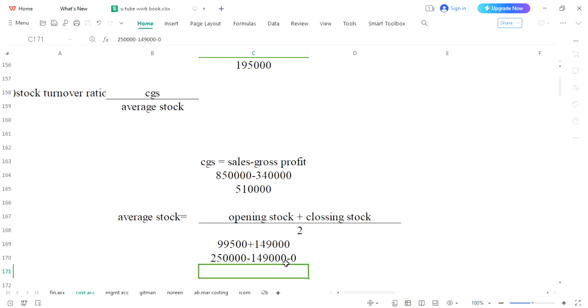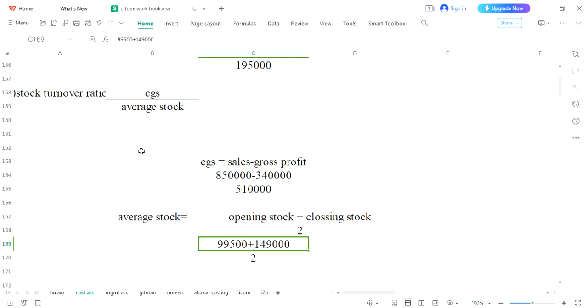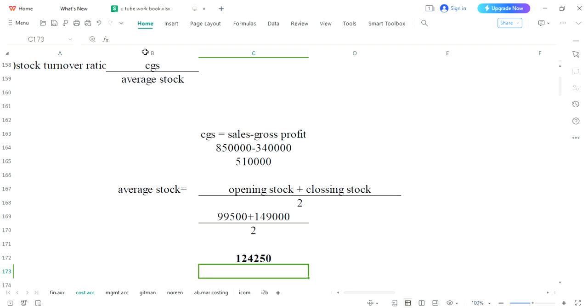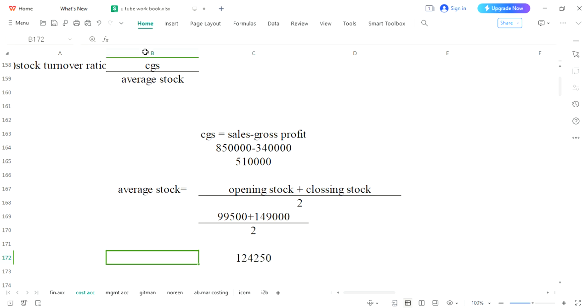In this way, our formulas have been completed. We are now open to calculate. So for that, we need to add 99,500 and 149,000, and this would be divided by 2. So we have got our answer. This is your average stock.